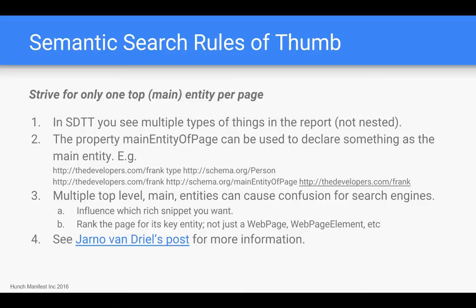You can rank the page for its key entity as well, not just as a web page or a web page element. And some of the themes that I've seen out there use a lot of the web page elements, but that can become a bit confusing, if only to disambiguate what is actually trying to be described. So let's use mainEntityOfPage when there are other structural elements or other things included on the website, such as things that might be in the footer or sometimes in the header or breadcrumbs, things like that. Jarno van Driel's got a great post that goes into this in a lot of detail, so we'll link to that in the resource notes.